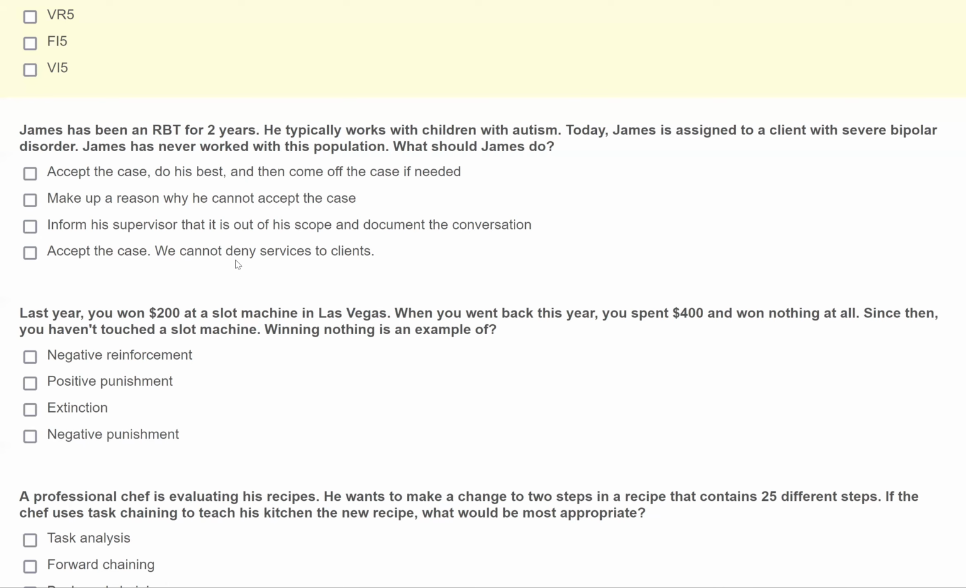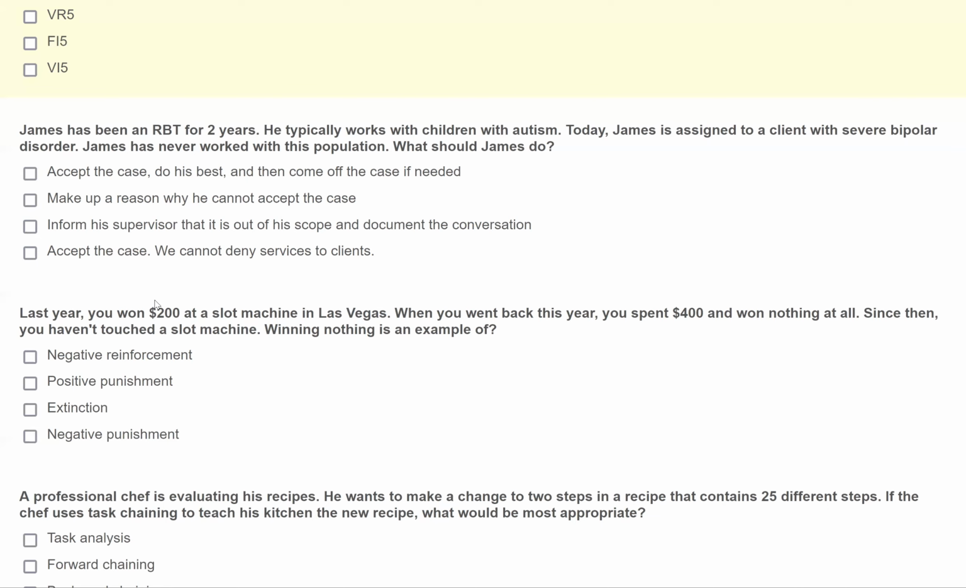Perfect. It gives James an out, right? One, he's telling the truth. This is out of my scope. I can't work with this person with severe bipolar disorder. Two, he now has documentation. I've informed my supervisor. He just doesn't take the case, right? They need to figure something else out. Either James has to get additional high quality training and certification, they deny the client, or they give it to somebody else. But James should not take this case.